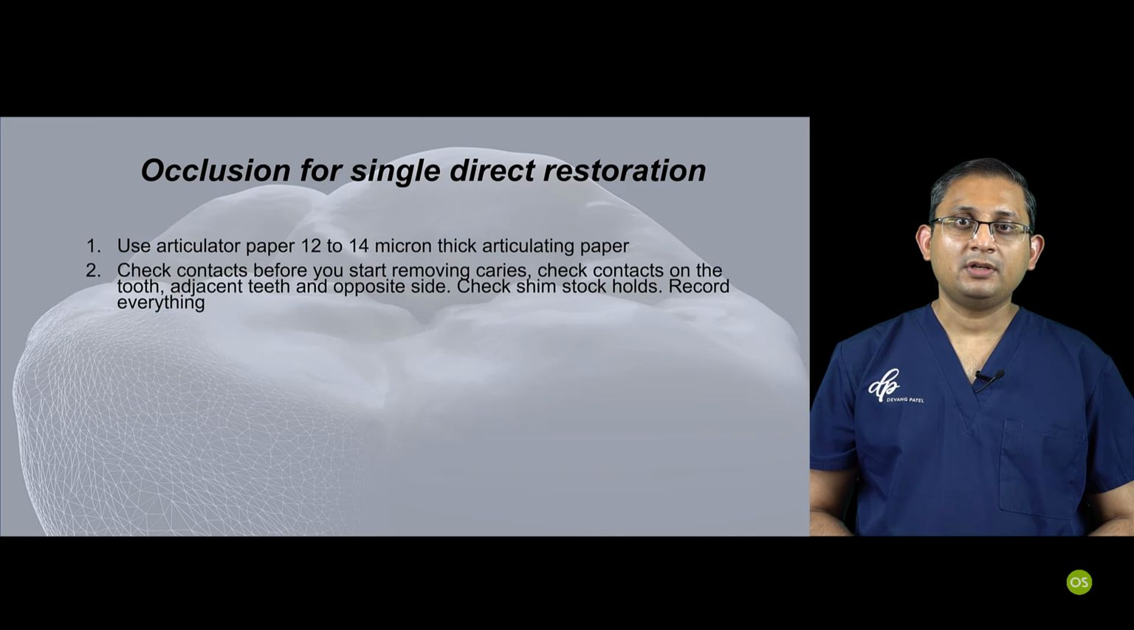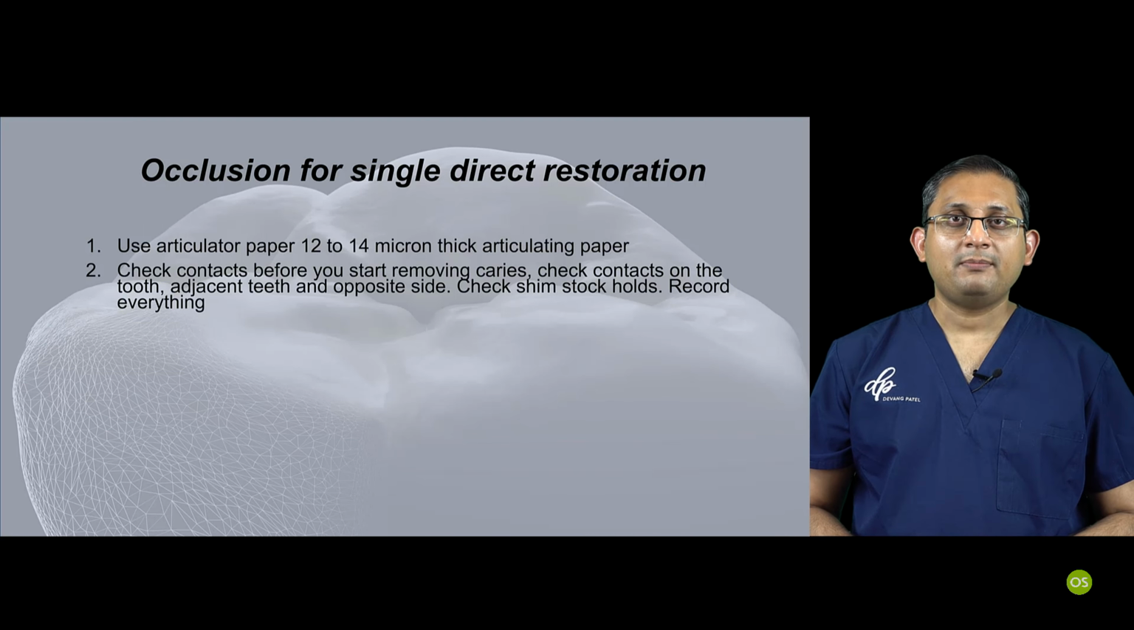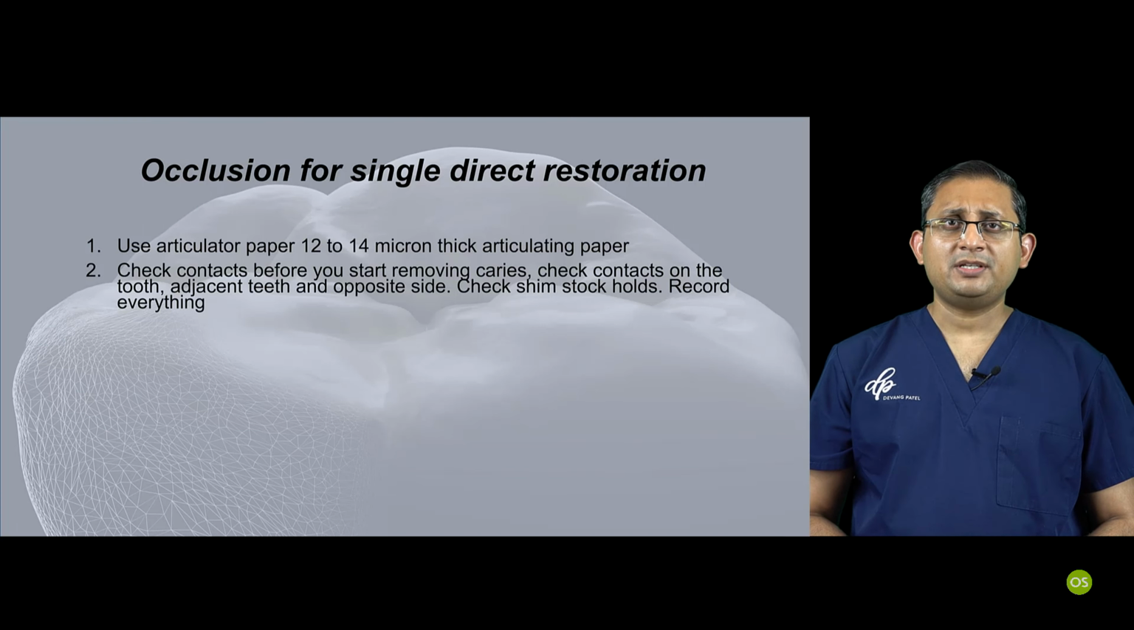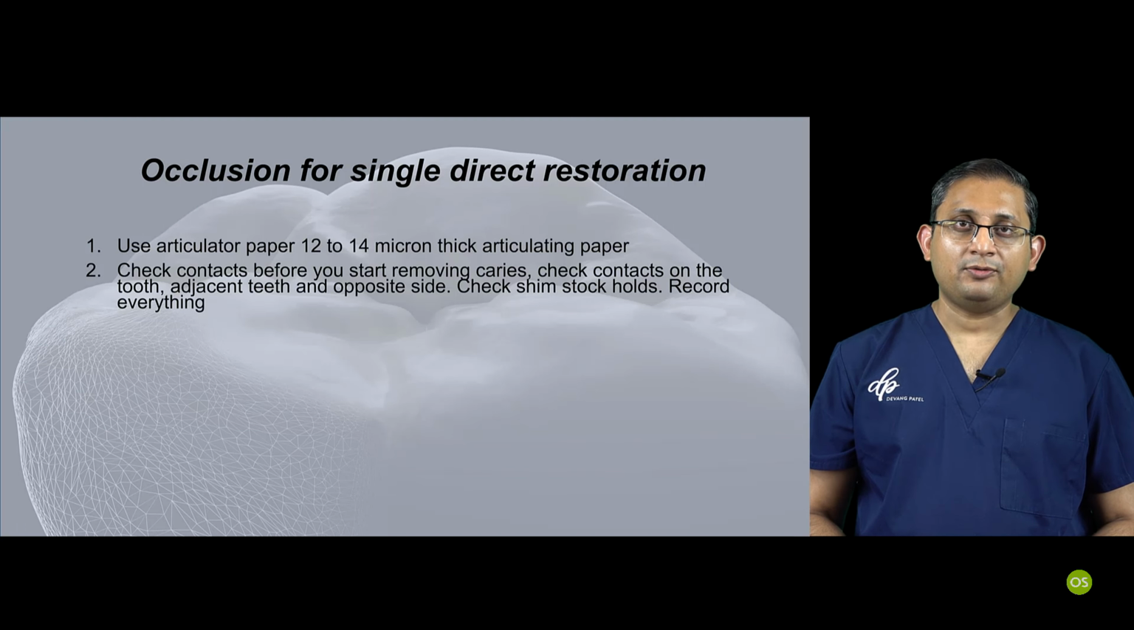routine dentistry. Check the contacts before you start removing caries, and this is very important. Many times we see caries and we just want to get rid of it, clean it, and start restoring the tooth. However, make sure that if the tooth has some anatomy present, if you're doing a conformative approach, you could take an index of that tooth to help you in replicating that anatomy, but also make sure you check the contacts of either side of the teeth using shim stock and articulating paper, but also the contacts on the same tooth which you're preparing for restoration, because that will help you visualize your end result.